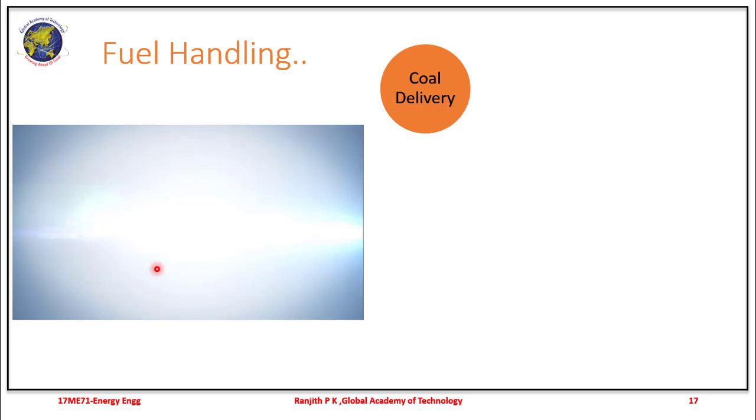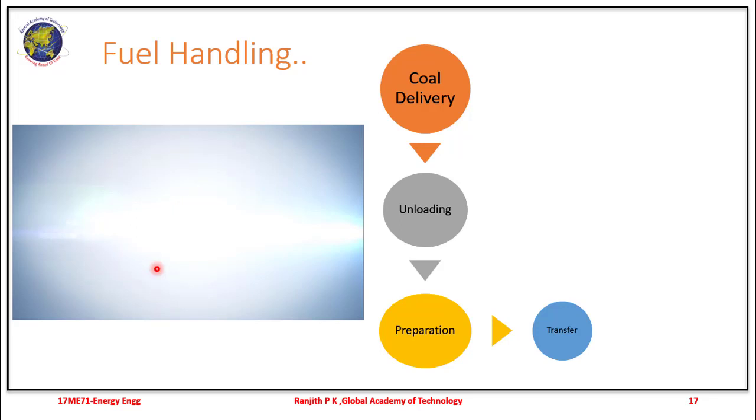So if you look at the various fuel handling stages, it starts from coal delivery, where the coal is delivered from the source, then it is unloaded, then it is prepared. So there is some amount of preparation that needs to be done before the coal is used. Then this prepared coal has to be transferred, then it should be stored.